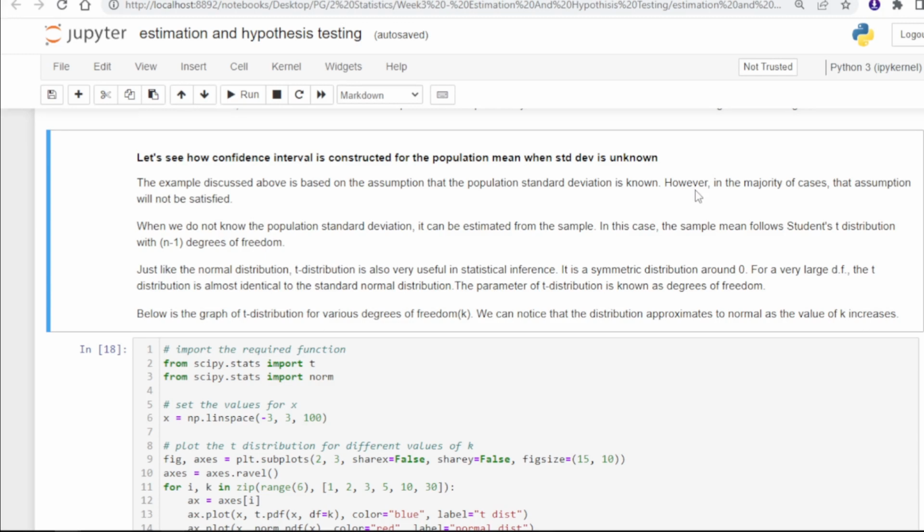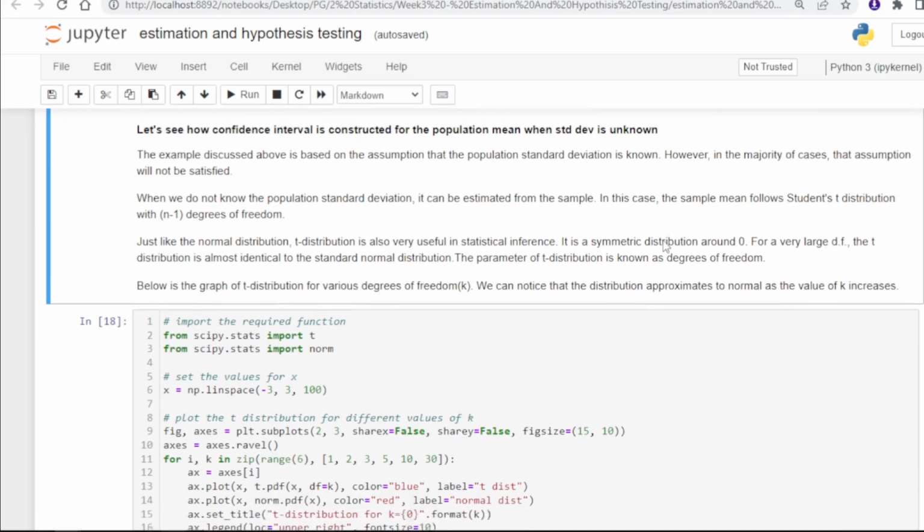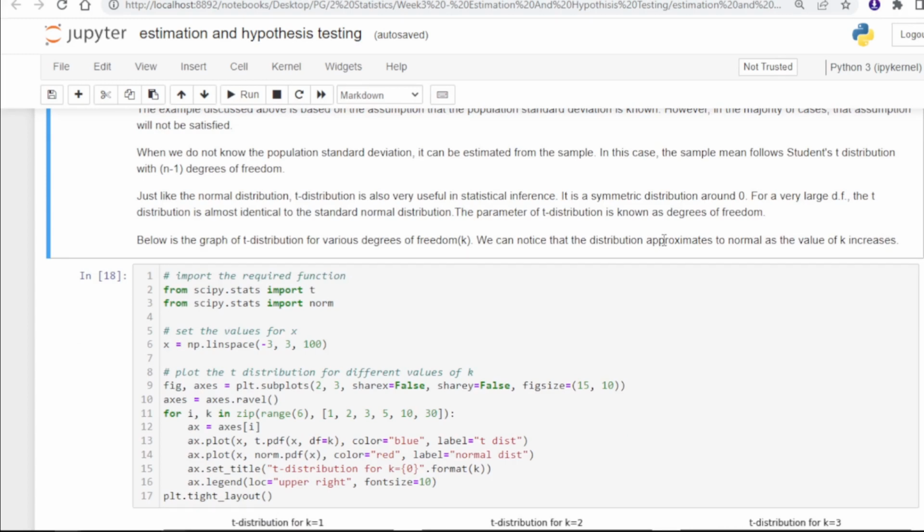However, in the majority of cases that assumption will not be satisfied. When we do not know the population standard deviation, it can be estimated from the sample. In that case the sample mean follows the Student's t distribution with n-1 degrees of freedom. This is a very important term, and we will see how we use it.